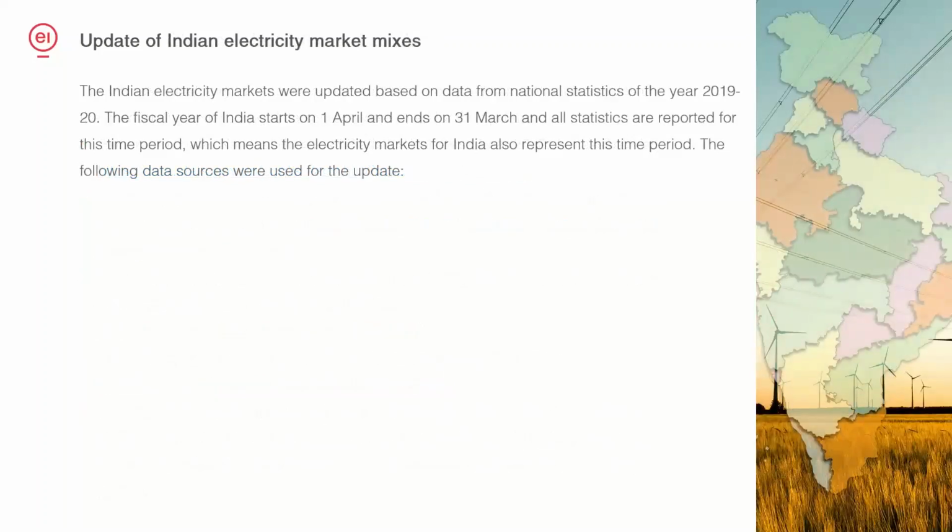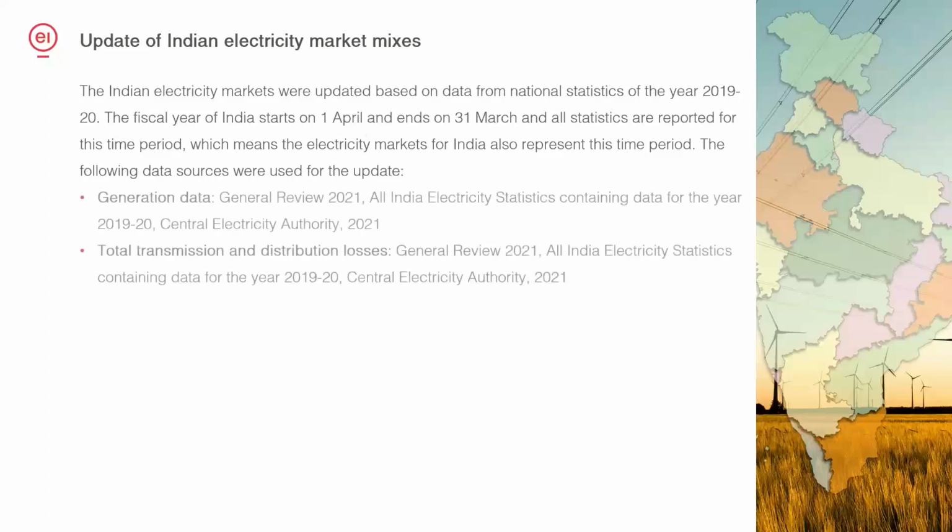Last of the special cases, we also updated the 5 subgrids of India. Due to the definition of a fiscal year in India, the data represents the period of the 1st of April 2019 until the 31st of March. We used the following data listed on this slide for parts of the update.